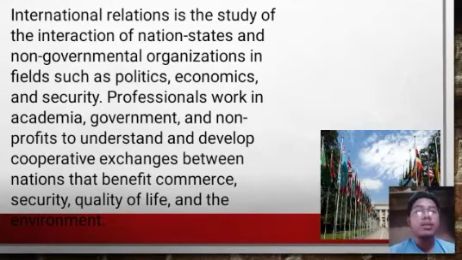So, what are nation-states? Nation-states are those in which a great majority shares the same culture, the ideal in which cultural boundaries match up with political boundaries. So, what are non-governmental organizations?